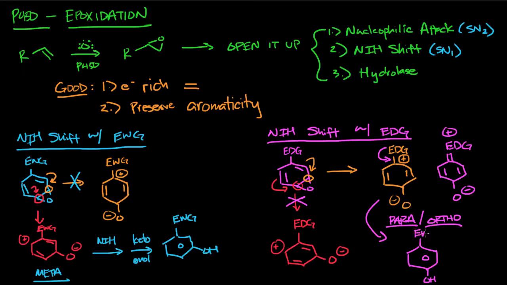So if you're ever confused about which way it's going to add via the NIH shift, you could memorize it, or you could look at the resonance structures. Try to pick the resonance structure that puts the positive charge next to an electron donating group. Try to pick the resonance structure that puts the positive charge not next to the electron withdrawing group. Okay, so there we have it. That's the regioselectivity of the NIH shift, depending upon electron withdrawing or electron donating substituents.